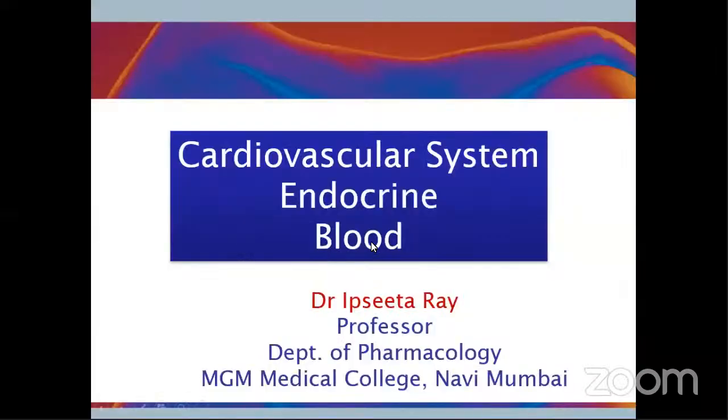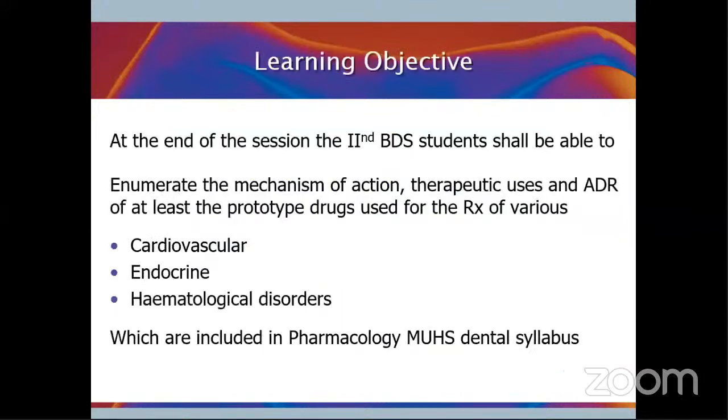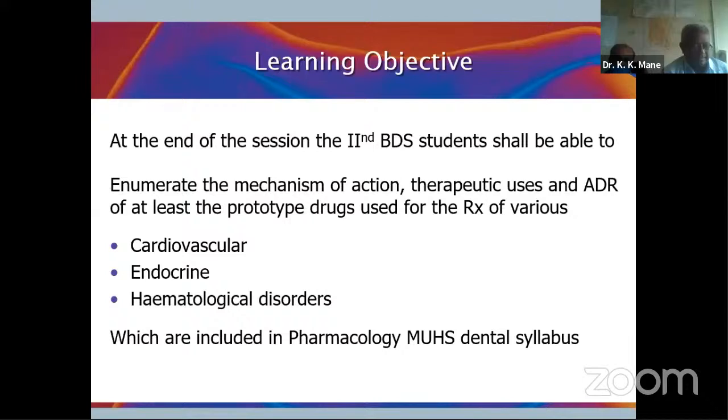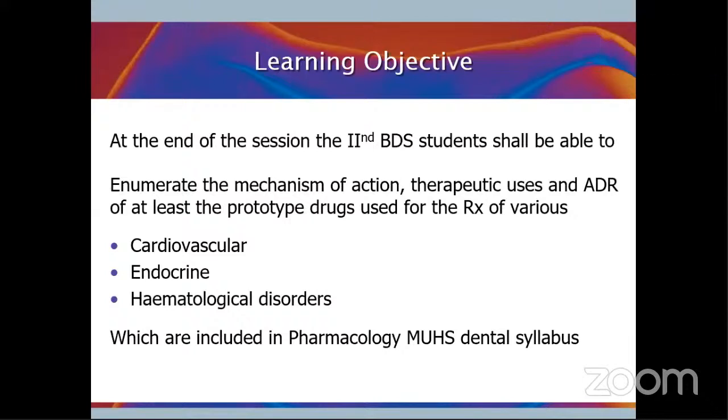In the next 1 hour, I will take you through three important systems in pharmacology, that is cardiovascular, endocrine, and blood. The learning objective of this session: at the end of this session, second BDS students shall be able to enumerate the mechanism of action, therapeutic uses, and ADR of at least the prototype drugs used for the treatment of various cardiovascular, endocrine, hematological disorders, which are included in the pharmacology dental syllabus.